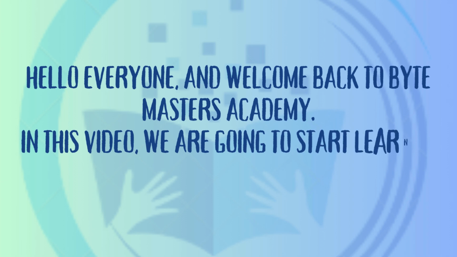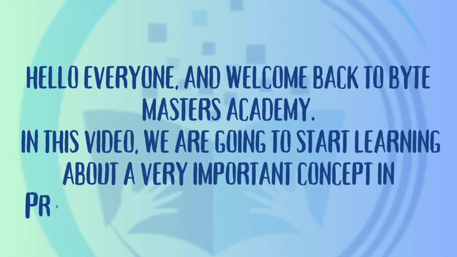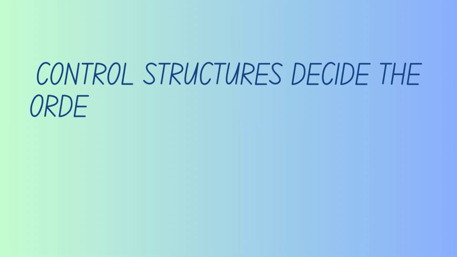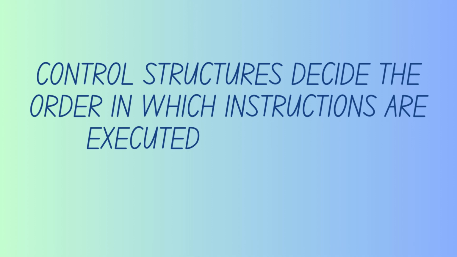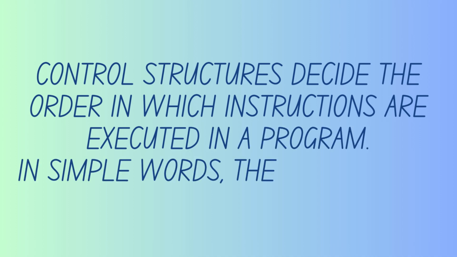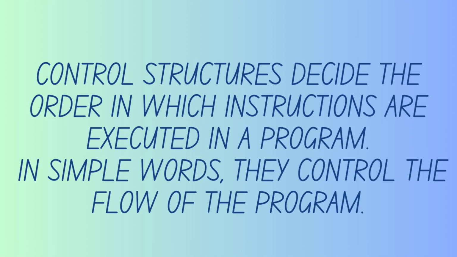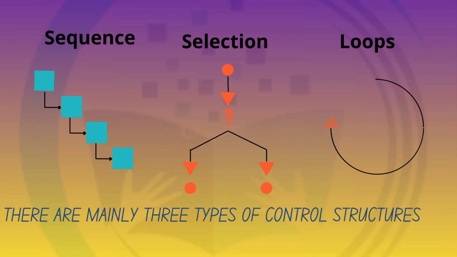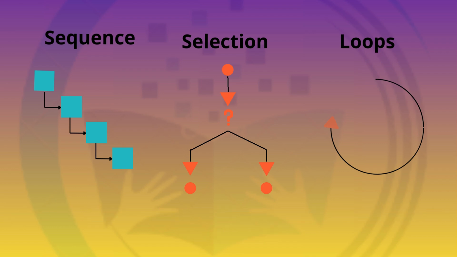In this video, we are going to start learning about a very important concept in programming called control structures. Control structures decide the order in which instructions are executed in a program. In simple words, they control the flow of the program. There are mainly three types of control structures in C programming.